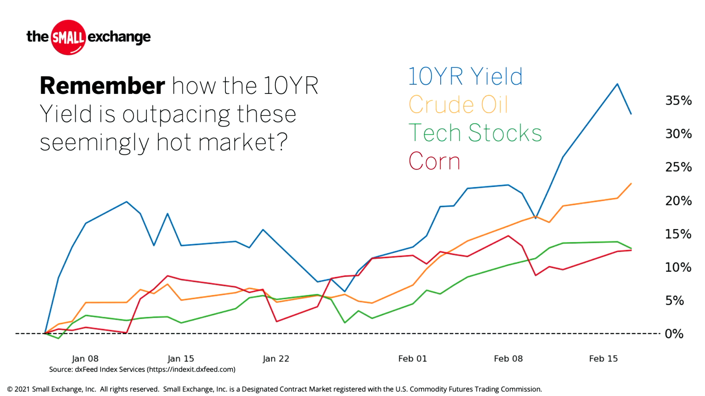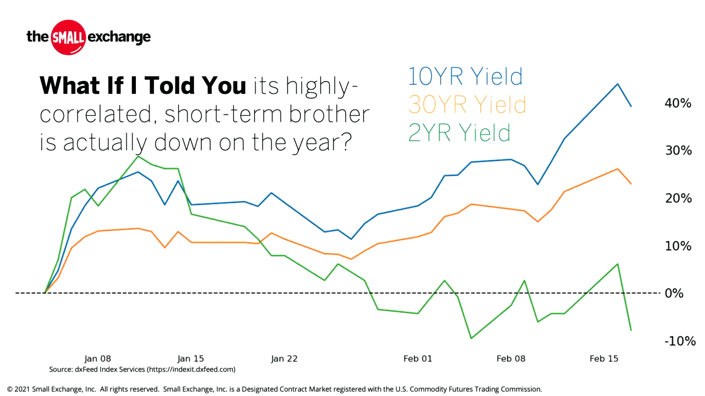Remember how the 10-year yield is outpacing these seemingly hot markets up after yesterday and today? It's actually up closer to 40% on the year. Well, what if I told you that its highly correlated short-term brother, the 2-year, was actually down on the year until today? Huge variance in performance here. The 10-year is up 40%, the 2-year down 10% as of a couple of days ago.